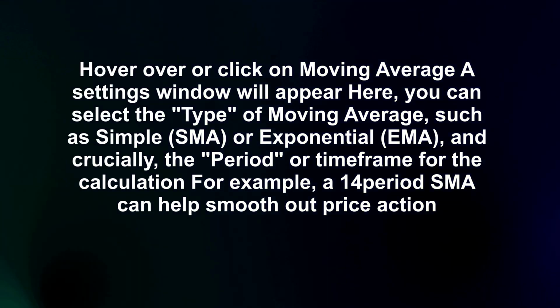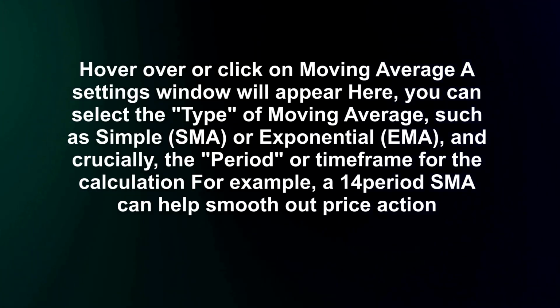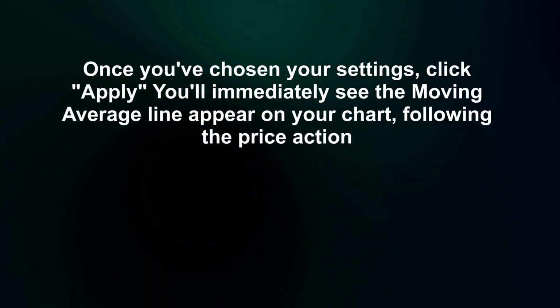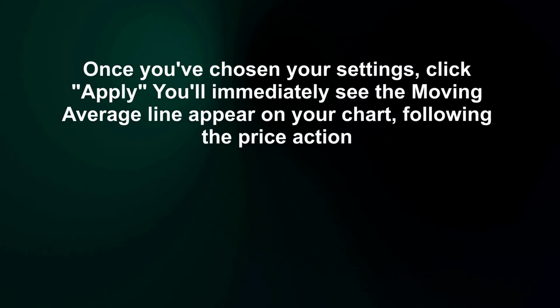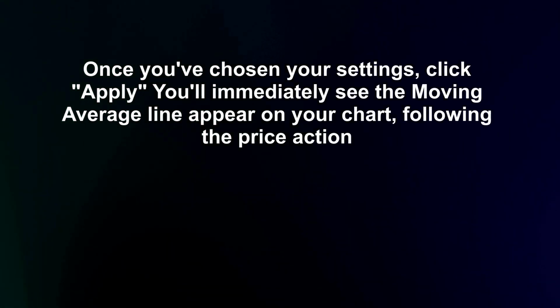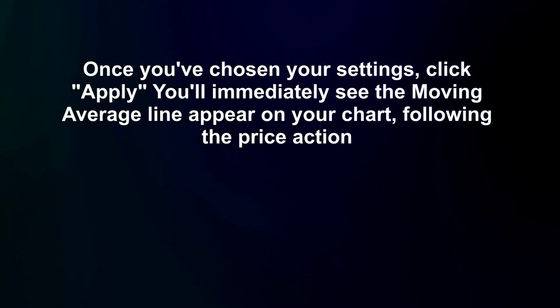For example, a 14-period SMA can help smooth out price action. Once you've chosen your settings, click Apply. You'll immediately see the moving average line appear on your chart following the price action.